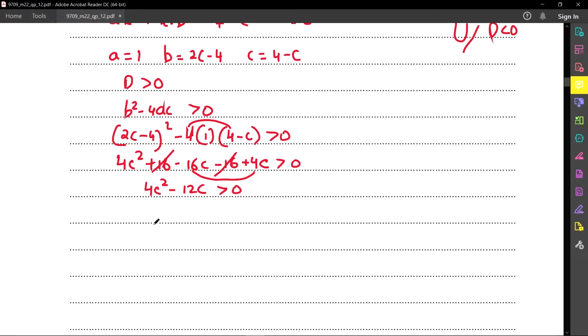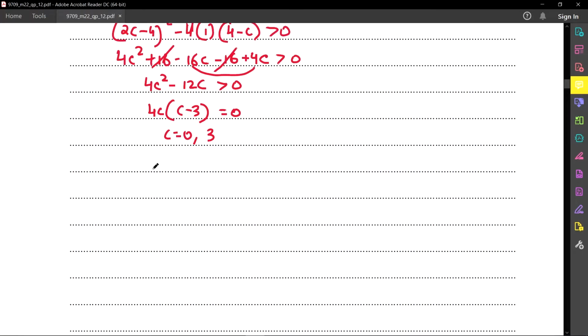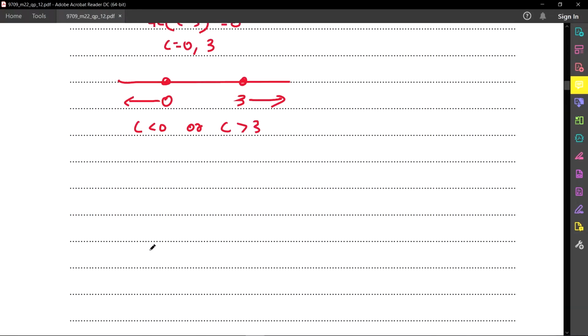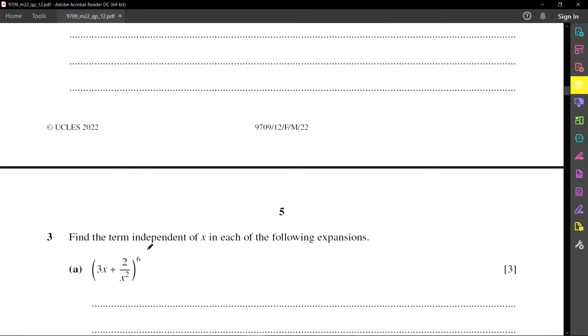If you solve this equation, you get 4c into (c minus 3). When you solve this, you get c equal to 0, 3. These are the critical points, but that's not the solution. The solution is, since the inequality is greater than 0, it is always away from the two roots. So you write c less than 0 or c greater than 3. So this is how you work out the solution for question number 2.